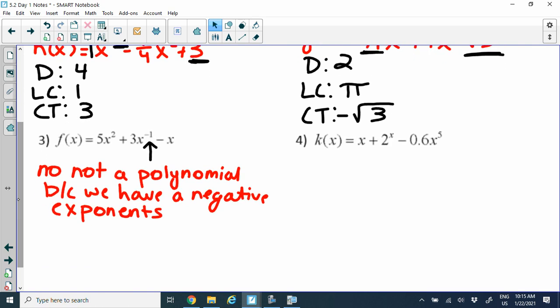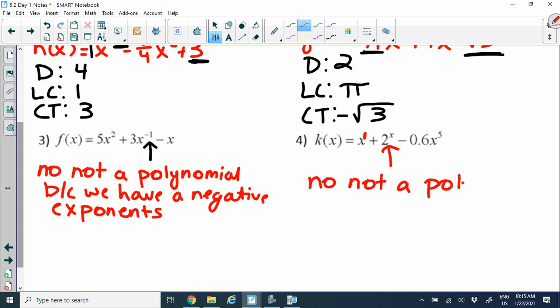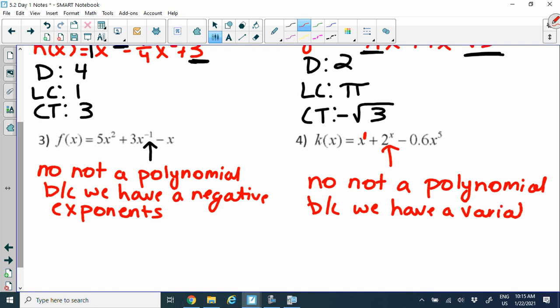Okay, let's try example 4. So we have x plus 2 to the x minus 0.6x to the 5th. Now let's look at the exponents. They have to be whole numbers. Okay, we have a 1. Oh, notice we have a variable for our exponent. Remember, we can't have this. So no, not a polynomial, because we have a variable for an exponent, and that doesn't work, okay?